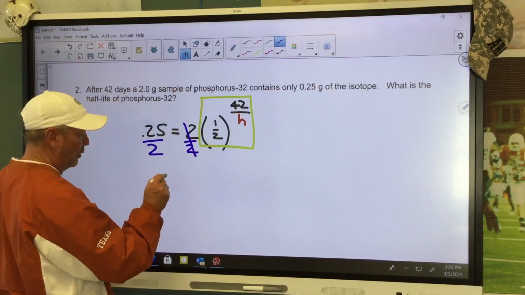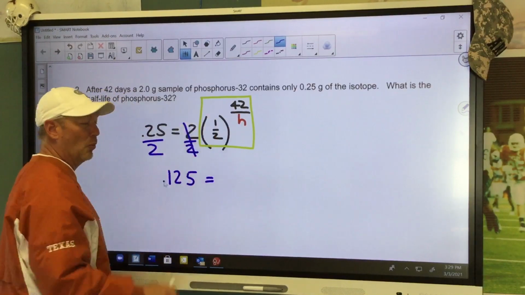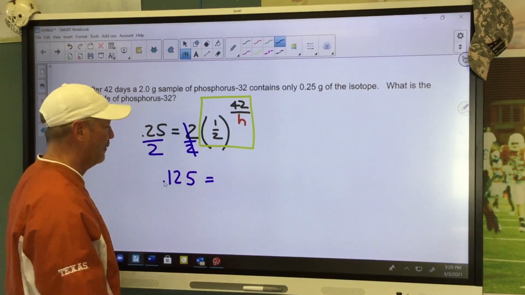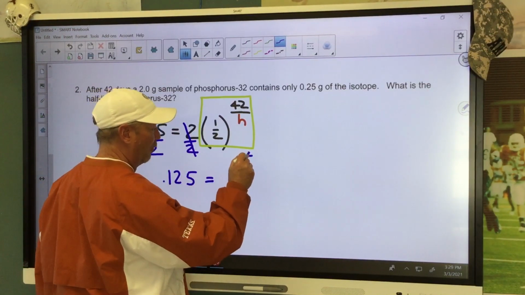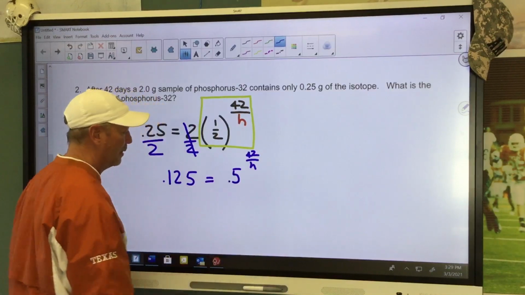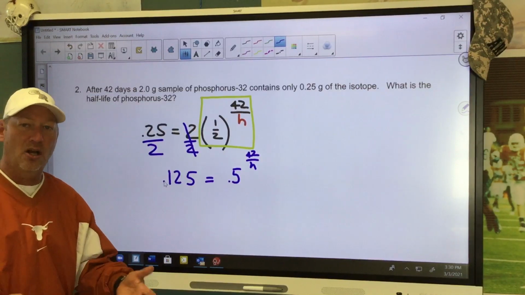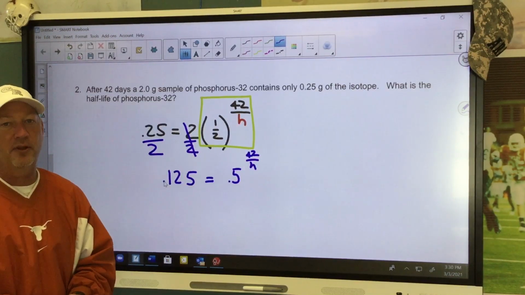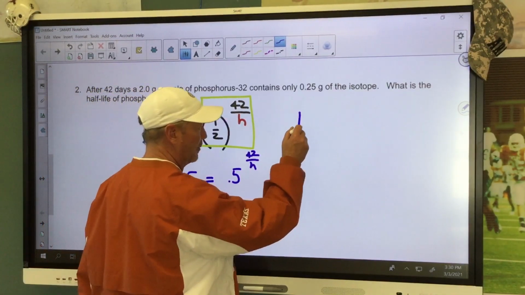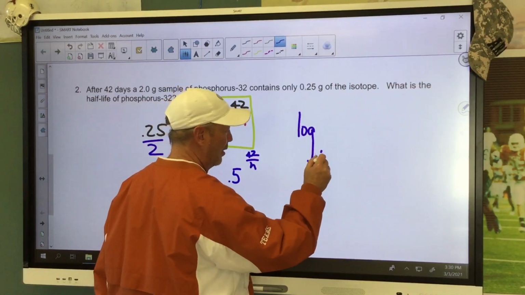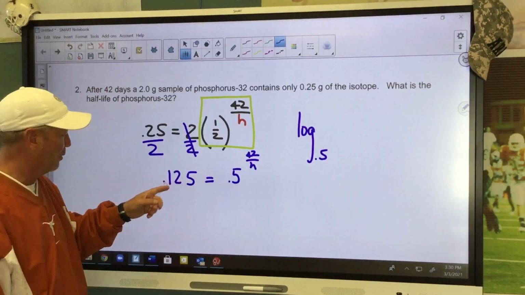So we're going to get 0.125 equals, instead of 1/2, I'm going to convert that to 0.5, raised to the 42 over H. Now, we're going to ask you to convert this to a log problem. That way we can solve for that variable that's an exponent. So we're going to say the base will stay the base. Log base 0.5. Instead of being paired with the fraction, we're going to be paired with the 0.125.